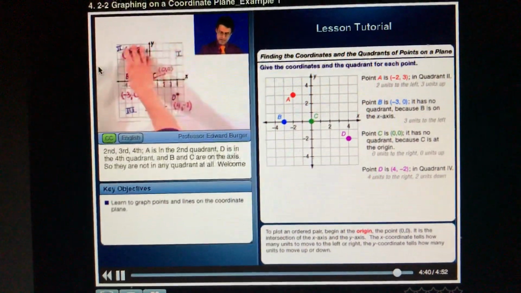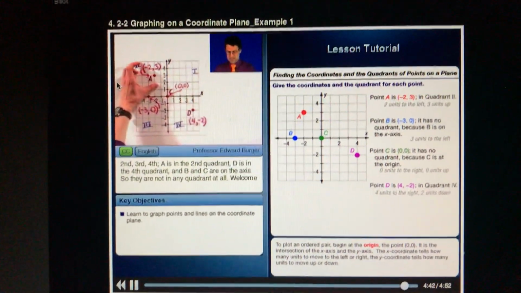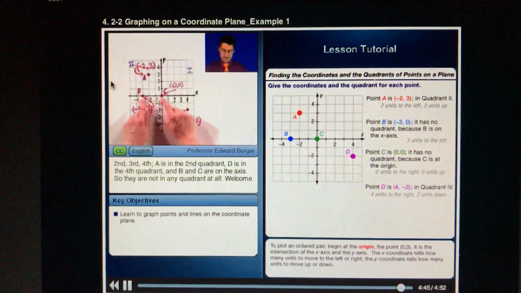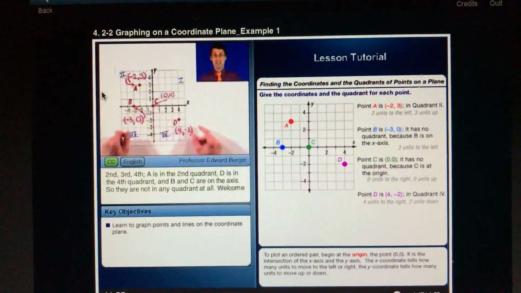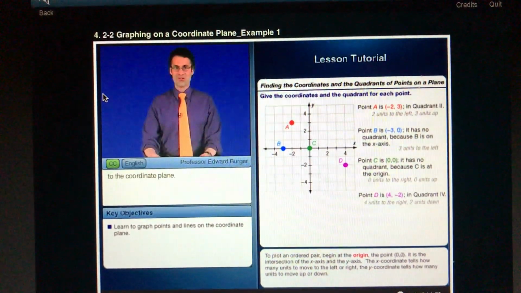So first, second, third, fourth. A is in the second quadrant, D is in the 4th quadrant, and B and C are on the axes, and so they're not in any quadrant at all. Welcome to the coordinate plane.